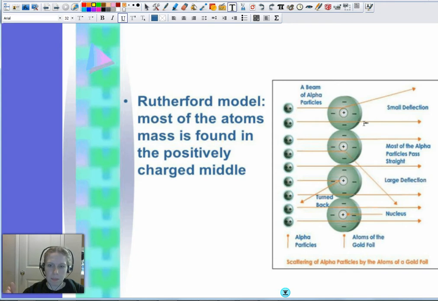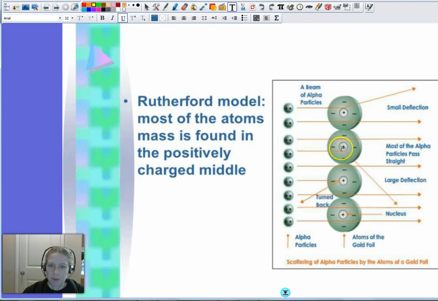Most of the time the alpha particles went straight through, which would be representative of them going through where there's no mass really. However, every so often he would get one that would be deflected in a direction other than the direction that he was shooting the beam. And that led him to propose that it must be hitting something of the same charge and being deflected.